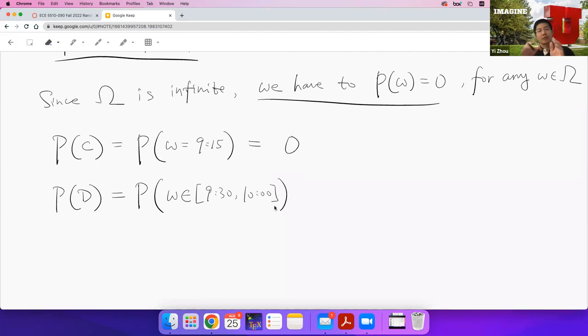Okay, it's the probability of this interval. And then there's a confusion here. According to traditional probability theory, in order to calculate the probability of this event, we just need to sum up all the probability mass associated with the outcomes involved in this event. The outcomes involved in this event are omega between 9:30 and 10. So we are going to sum up all the P(omega) where omega is between 9:30 and 10.